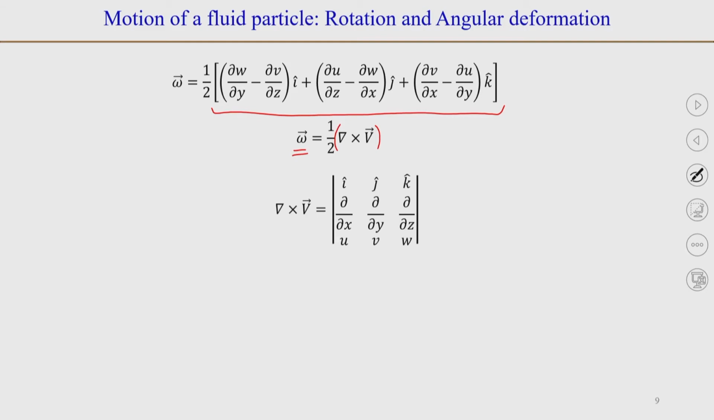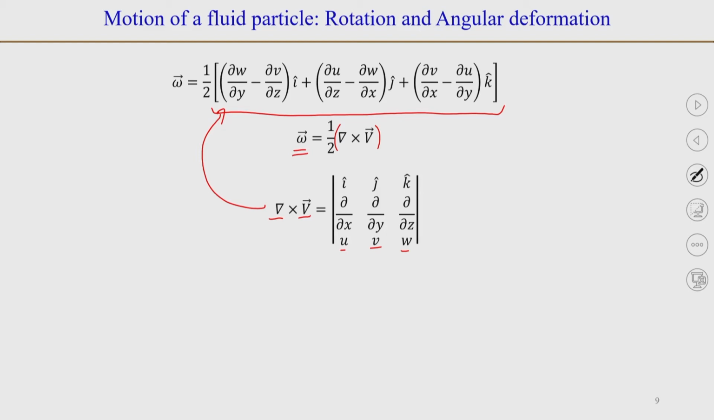So, we can write this in the vector notation in terms of a matrix for a cross product, that del cross v is equal to a matrix with the first row i, j, k, the second row del by del x, del by del y, del by del z, and the third row u, v, w. When we simplify this matrix we will get the terms in this bracket. So, the angular velocity is simply, in vector form, which is easy to remember, half of del cross v.